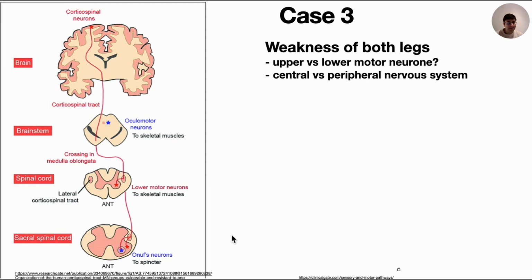Okay, so if a patient has weakness of both legs, that would suggest that there is an interruption in both corticospinal tracts on both sides. That would mean either there's a problem in both motor cortices on opposite sides of the brain, or it could mean that there is a problem in the spinal cord. Now, you can get weakness of both legs caused by infarcts of the anterior cerebral arteries, causing infarcts of the motor cortex responsible for leg movement on both sides of the brain.